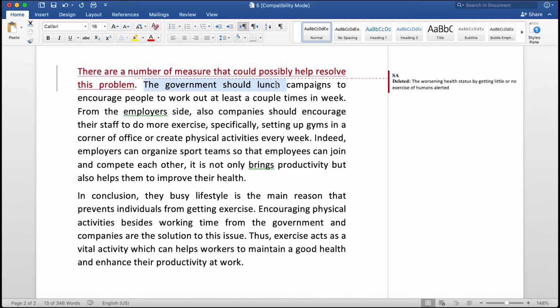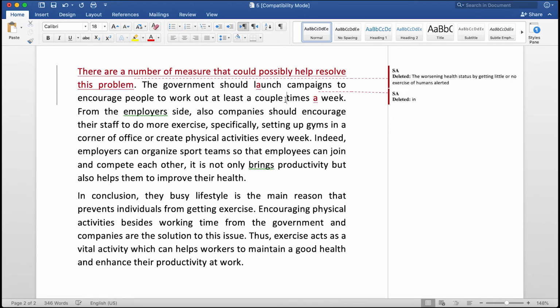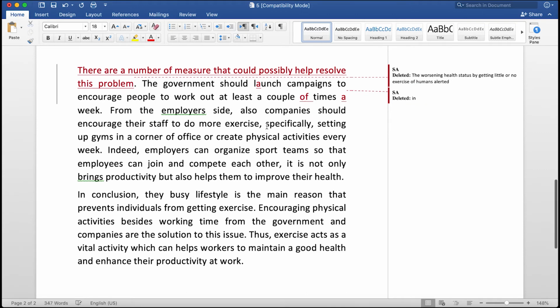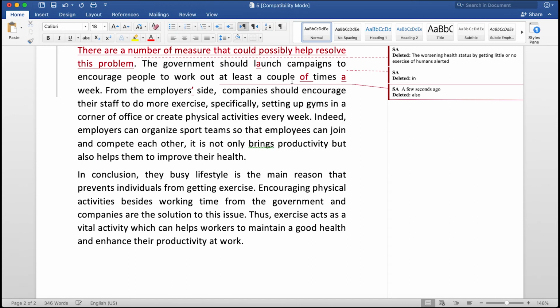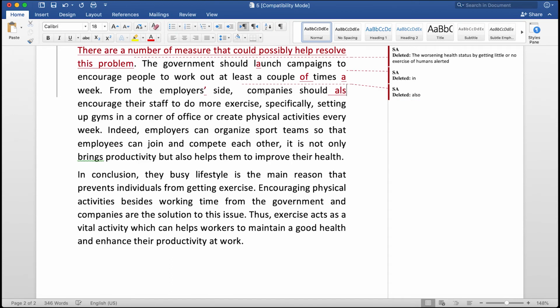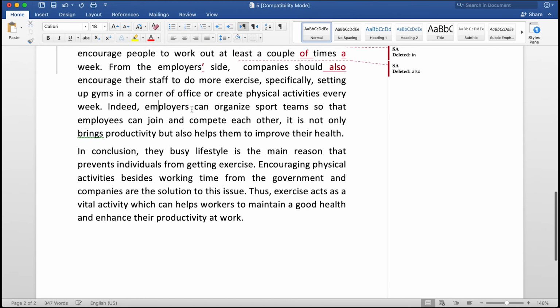The government should launch campaigns. No, it's launch, right? There. Launch campaigns to encourage people to work out at least a couple of times in week. So it's couple of times, a couple of times a week. From the employer's side, apostrophe S, also companies should, put also in the middle, companies should also encourage their staff to do more exercise, specifically setting up gyms in a corner of office.